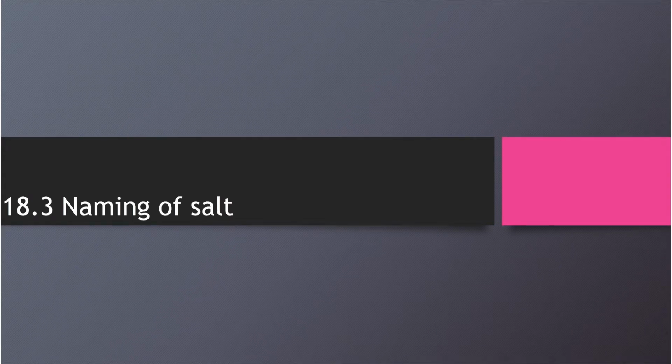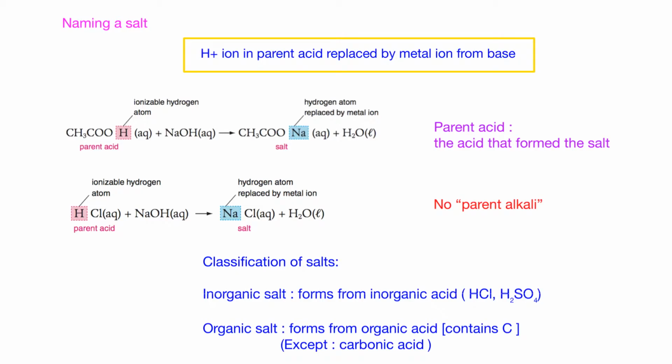18.3, we're going to talk about the naming of salt. Salt is the product during neutralization. You can see the first example is when we have ethanoic acid and NaOH, sodium hydroxide. When they combine together, they form a salt. We will consider salt as a parent acid, where the hydrogen ion in the parent acid, this H+, is replaced by the metal ion Na+. So this one we call a salt.